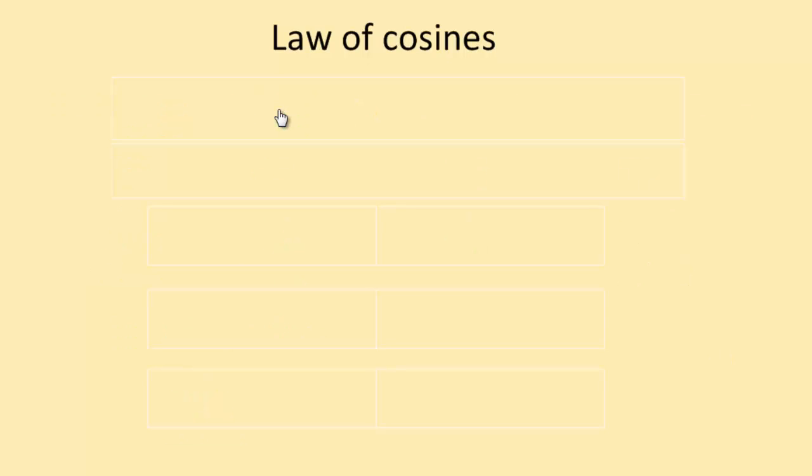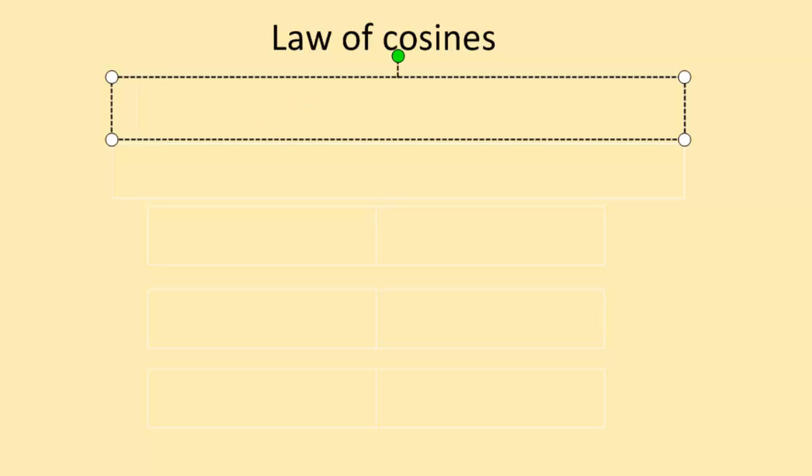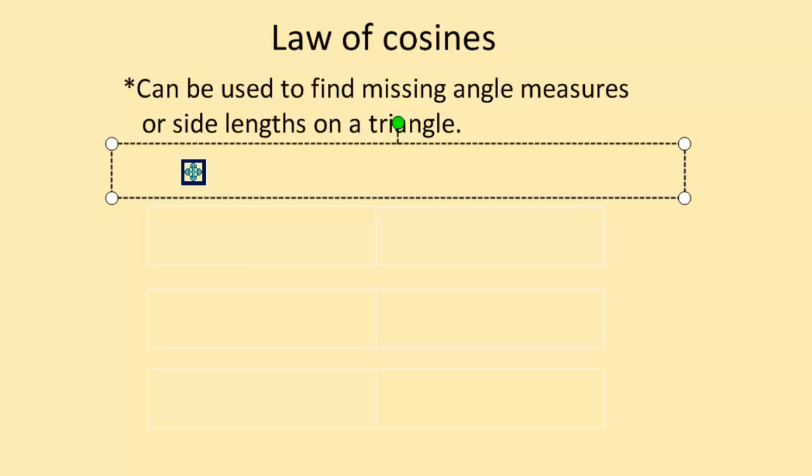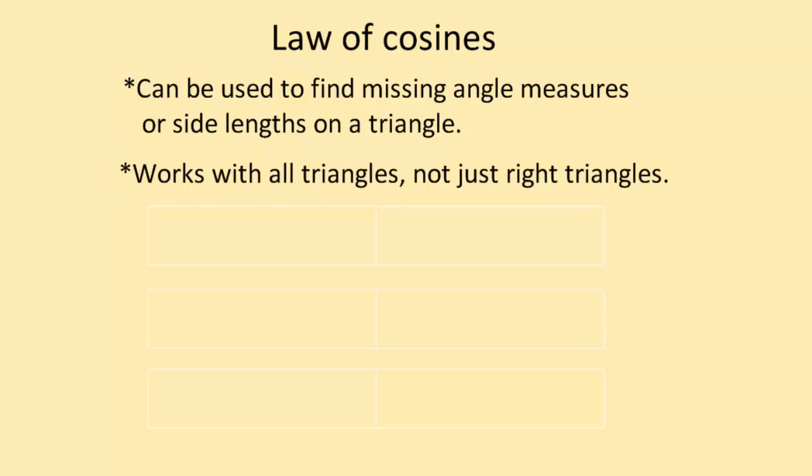So before we talk about how law of cosines is different than law of sines, let's first review how they're similar. For one thing, just like law of sines, the law of cosines can be used to find missing pieces of a triangle, whether it's a side length or an angle measure. Also, just like law of sines, the law of cosines will work with all triangles, not just right triangles.